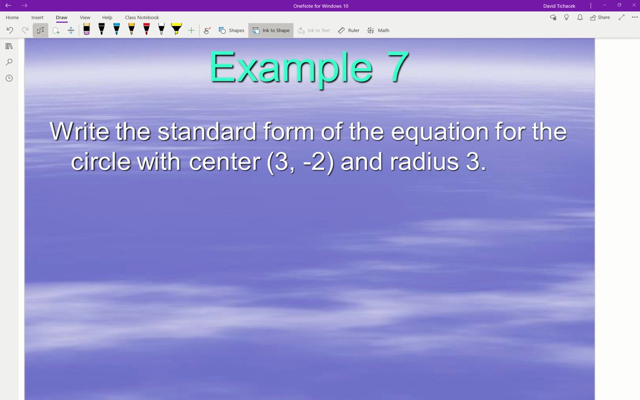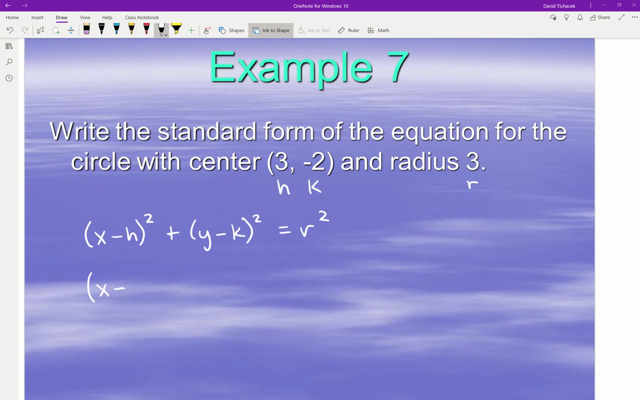So example 7, write the standard form of the equation of a circle with a center at 3, -2 and a radius of 3. So just remember that your center is points h and k, your radius is r. So if we start off with the general equation of a circle, that is x minus h squared plus y minus k squared is equal to r squared. All we have to do is just plug in our stuff.